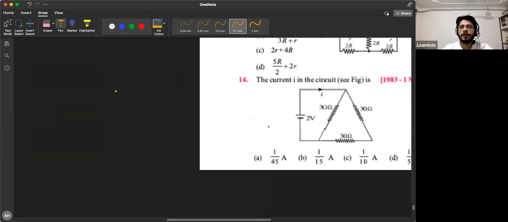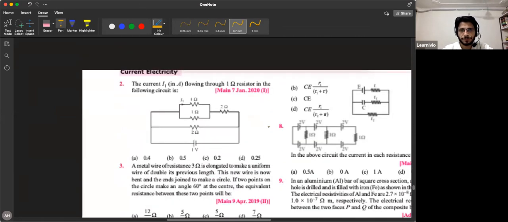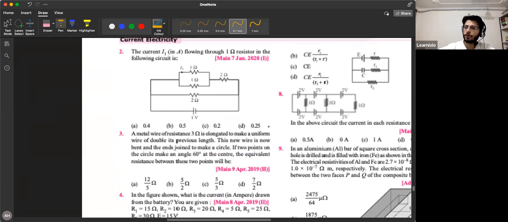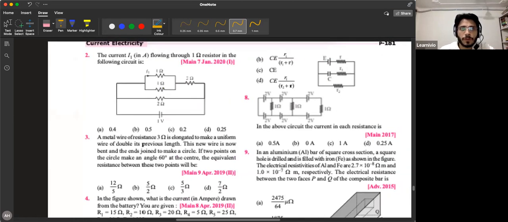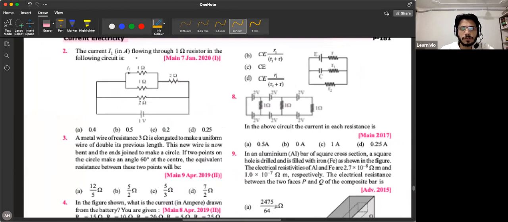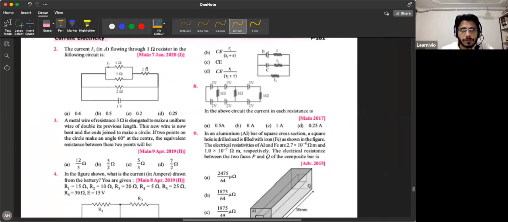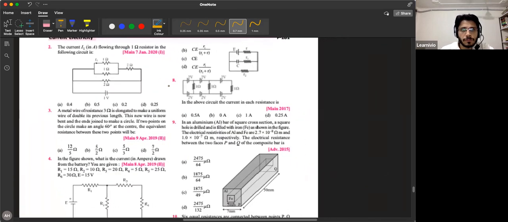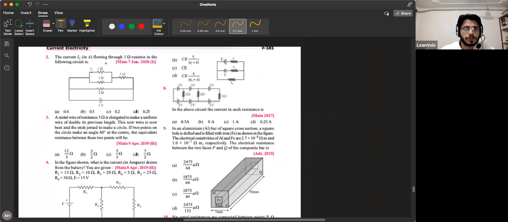Okay, now let's start with current electricity, revision of current electricity. We were doing questions based on circuits. Let's continue with circuits. Let's start with this question. You need the current I1 flowing through the 1 ohm resistor in the following circuit. So this is the 1 ohm resistor, you need the current passing through it. This is the cell of 1 volt.